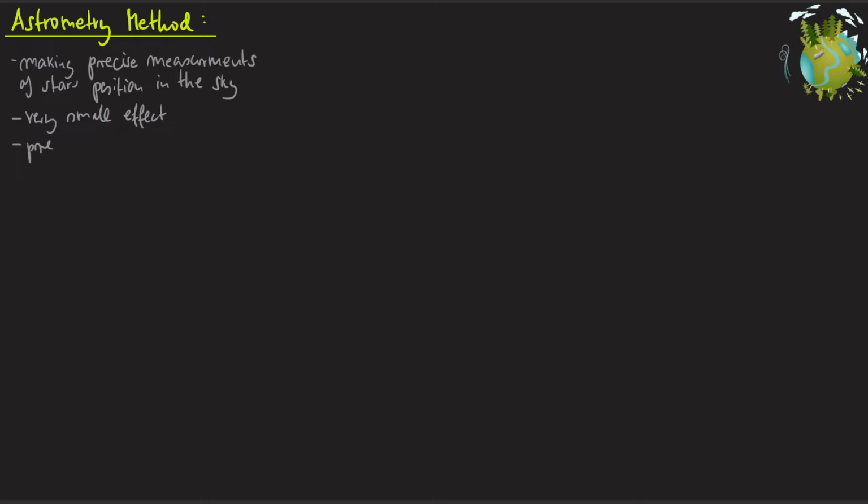We make use of the same effect. Because there's a planet, the star is shifting in position. Missions like the Gaia mission can achieve this level of precision. But from Earth, it's going to be really, really difficult because we have seeing effects, and the effect is just very small, too small.